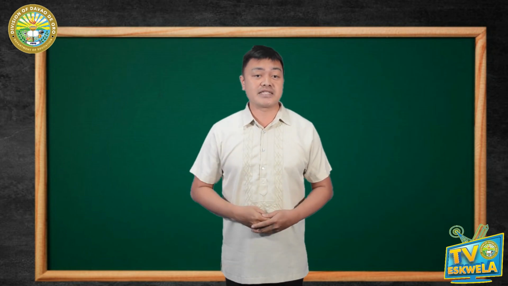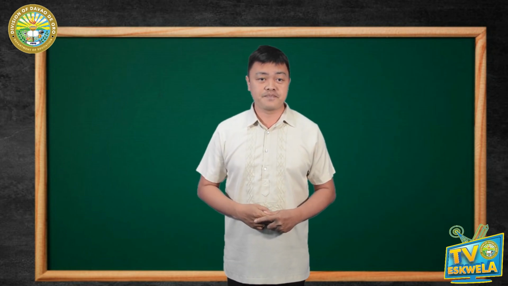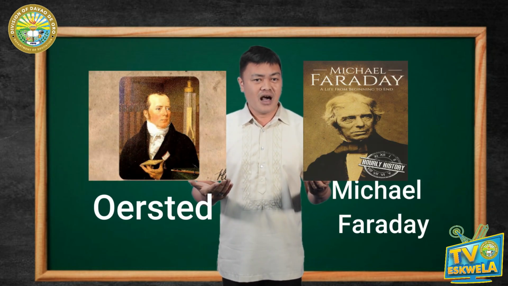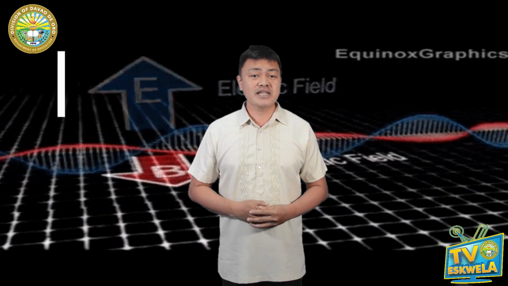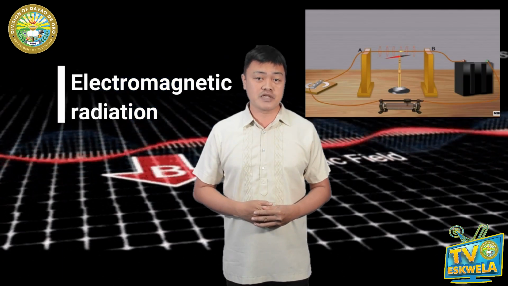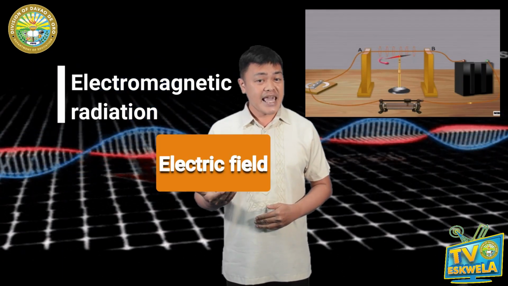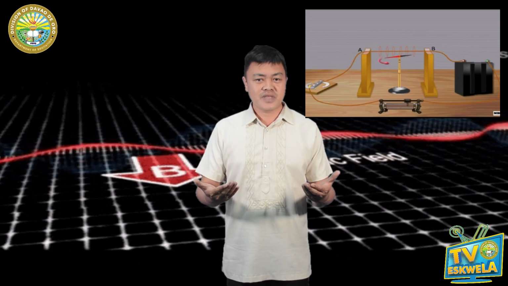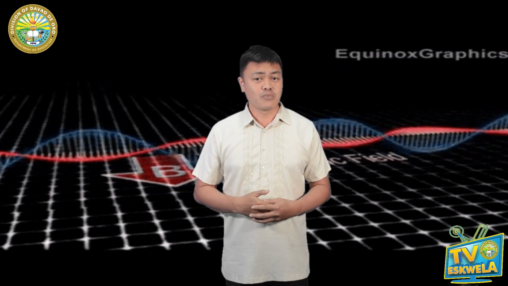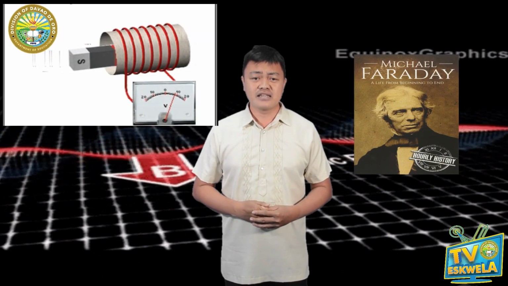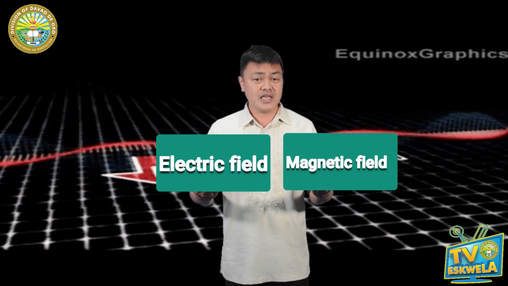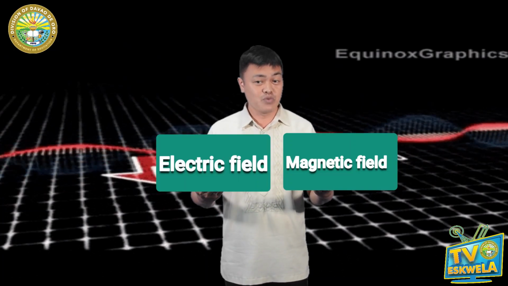There were two scientists as proponents of electromagnetic waves. They were Ørsted and Michael Faraday. According to Ørsted, electromagnetic radiation is a wave that is created as a result of vibrations between electric field and magnetic field. A changing electric field produces a magnetic field. Moreover, according to Michael Faraday, a changing magnetic field will produce an electric field. And these waves carry energy as they move.